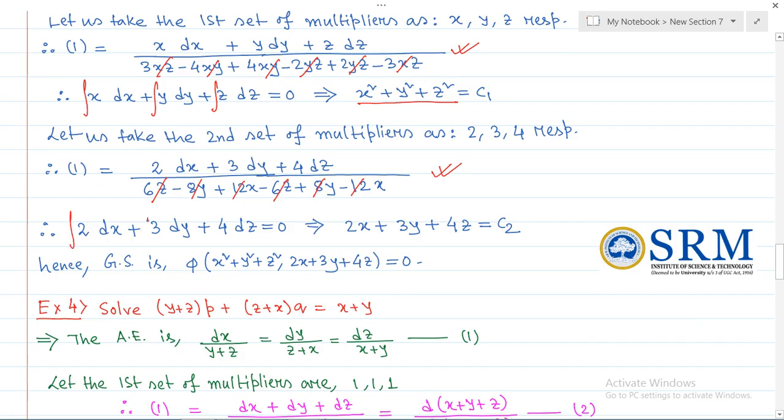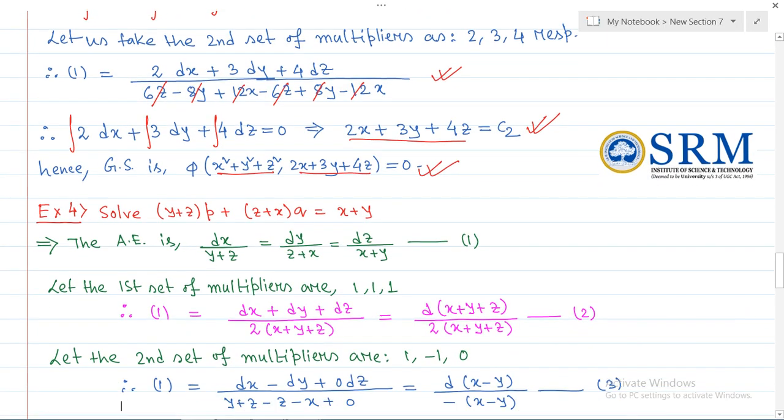So now if we just integrate this, what will we get? 2x plus 3y plus 4z equal to c2, right? Therefore what will be our general solution? The first solution curve is x square plus y square plus z square. The second solution curve is 2x plus 3y plus 4z. Phi of these two equals to 0. That is our general solution.